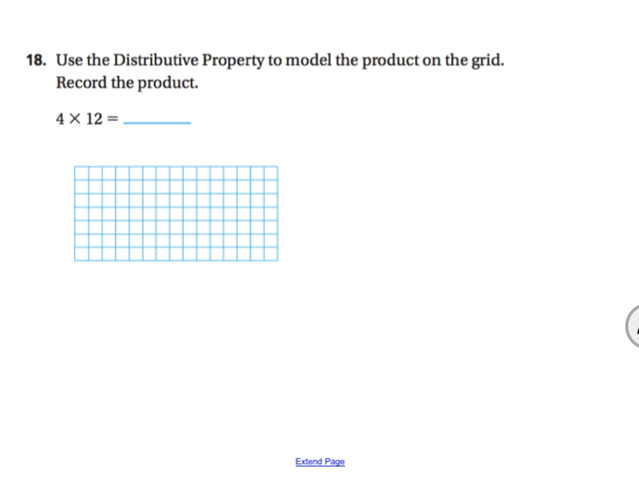18, this is our final question. Use the distributive property to model the product on the grid, record the product. So we're trying to figure out what 4 times 12 is. Now that is a basic fact, I know, but they want you to use the distributive property, or you can use the area model, okay? Whatever you choose, okay? So I'm going to do both, the distributive property and the area model, okay?